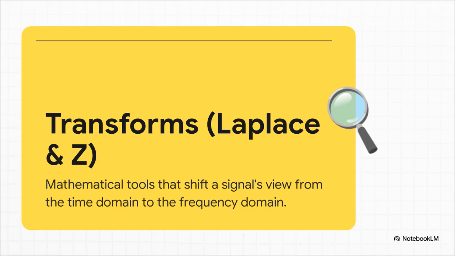We use these incredibly powerful mathematical tools called transforms. You might have heard of them, the Laplace transform for analog stuff and the Z-transform for digital. The best way to think about them is like a pair of magic glasses. Normally, we see the world in the time domain, watching a signal change over a few seconds. But these transforms let us switch our view to the frequency domain. Suddenly, we can see all the different tones, all the individual frequencies that are hidden inside that one signal.